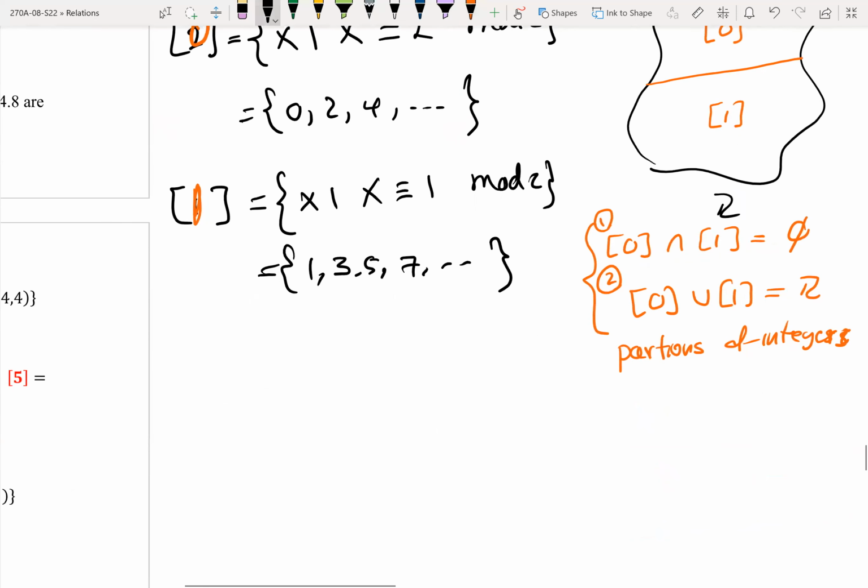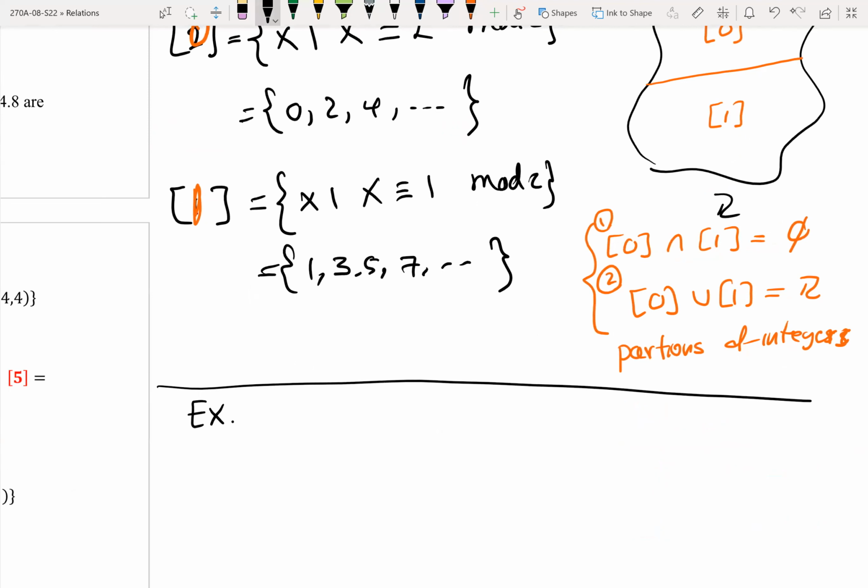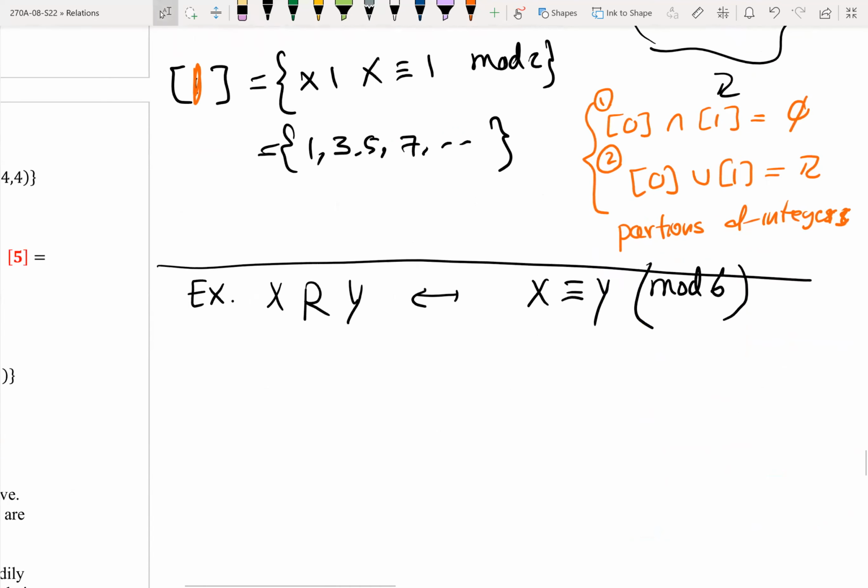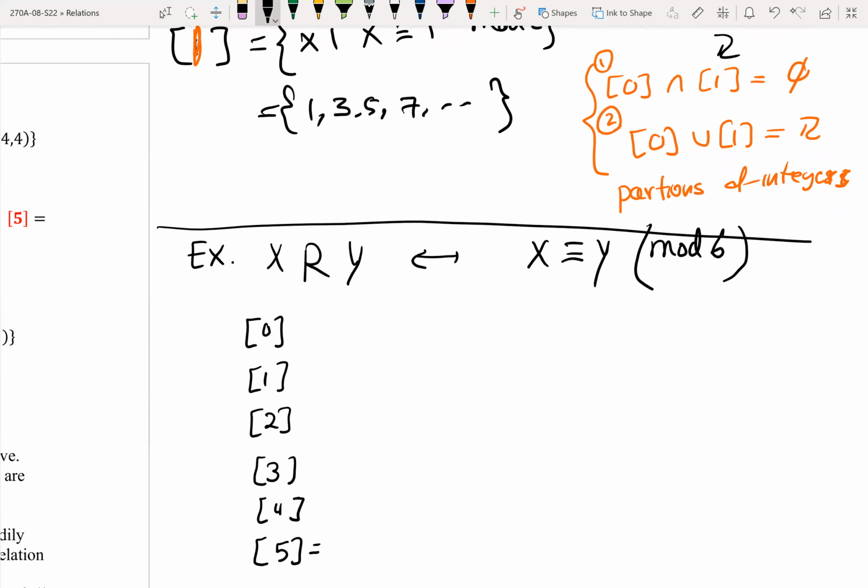So we can try one more time. Let's say your relation, as an example, I'm pretty sure we have an example somewhere, but I just want to do it right now, is defined like x being equivalent to y in mod 6, okay? Then you have a class of equivalency for everything which has the same remainder as 0, everything that has the same remainder as 1, the same remainder as 2, then 3, then 4, and then 5, right? So those are all your possible classes of equivalency.